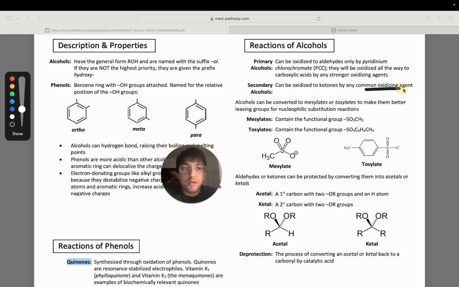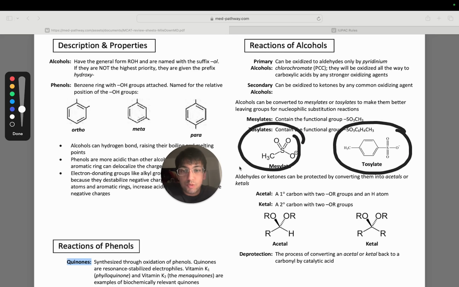Secondary alcohols can be oxidized by any common oxidizing agent. Then you should know alcohols can be converted to mesylates or tosylates to make them better leaving groups for nucleophilic substitution reactions. A mesylate is this, a tosylate is this.